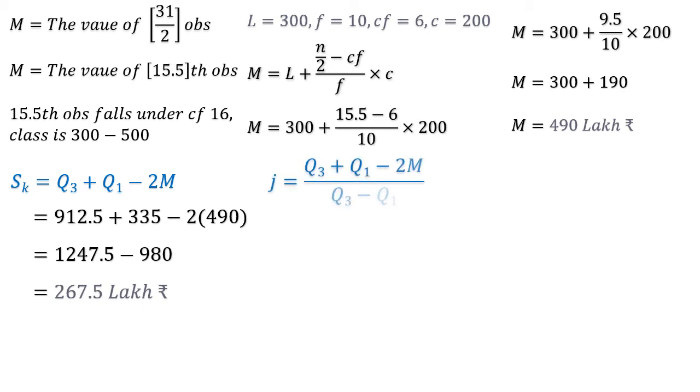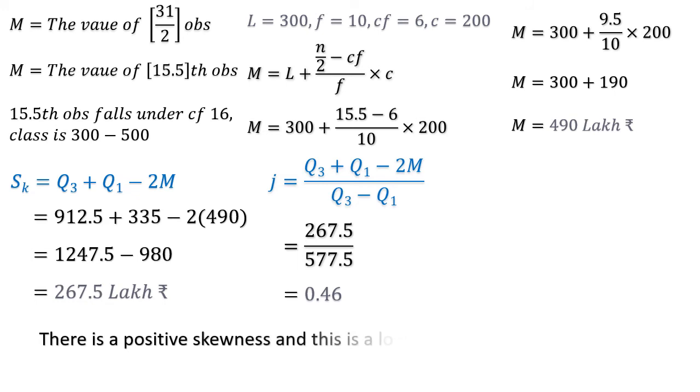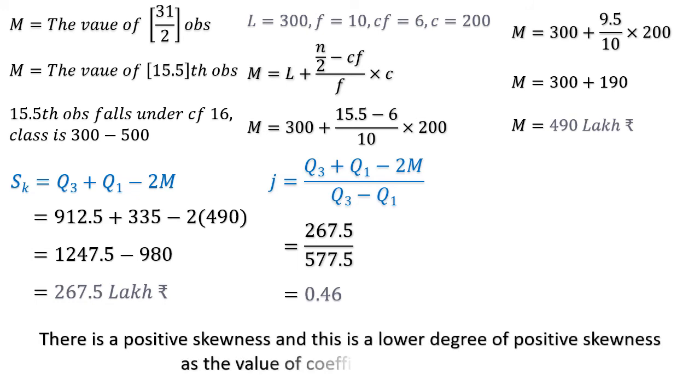Now you need to calculate the coefficient of skewness, that is Q3 plus Q1 minus 2m upon Q3 minus Q1. Put the values in there. The top value is 267.5 and the difference between 912.5 and 335 is 577.5. Just divide and you get 0.46. From the data you can see that there is a positive skewness here because the value is positive, and there is a lower degree of positive skewness because the value of the coefficient is near to 0. Let's move forward towards the next sum.